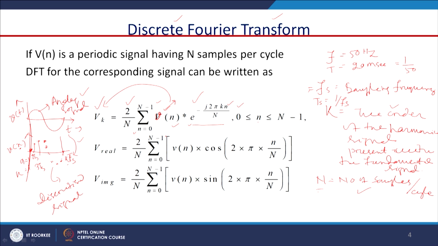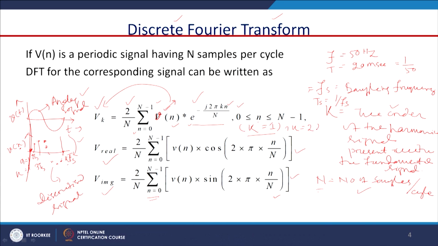Now, if we decompose this above equation, we have a real part and also an imaginary part. This is 2 by N, summation of n equal to 0 to N minus 1, v small n into sine of 2 pi small n by capital N. This is one expression, this is our imaginary part expression, and the other is our real part expression. Now, in this case this k is considered as 1. Why? When k is equal to 1, it stands for the fundamental frequency component.